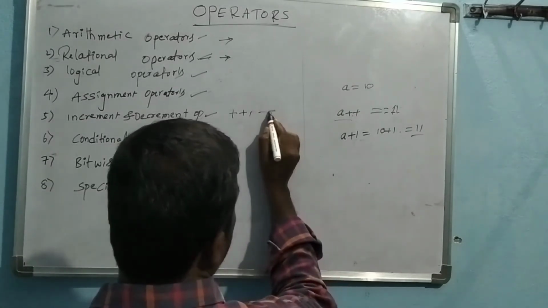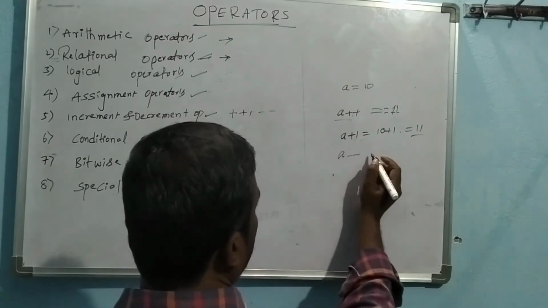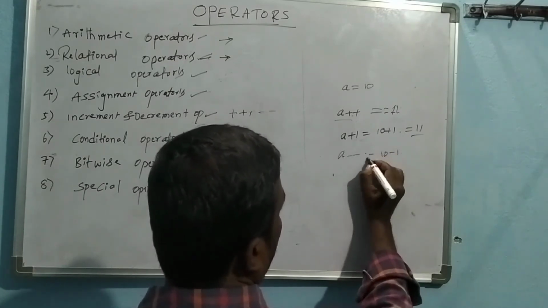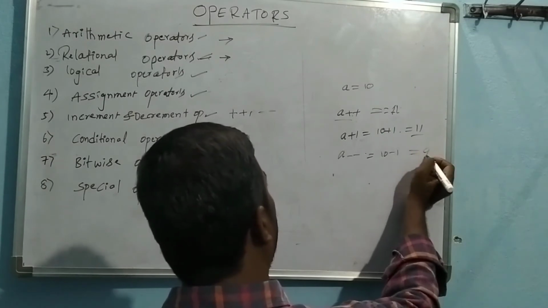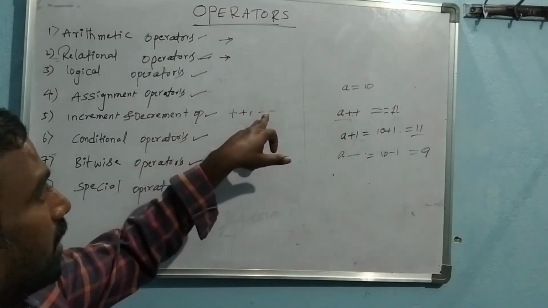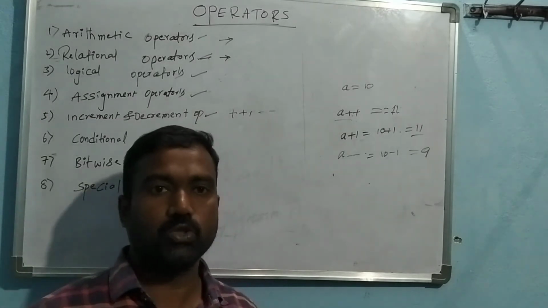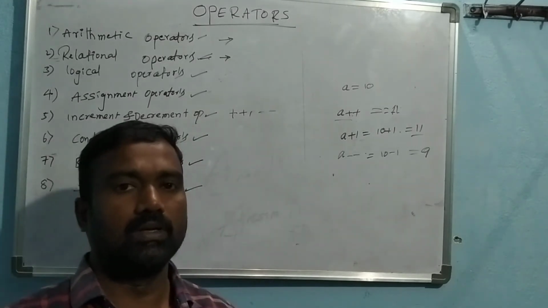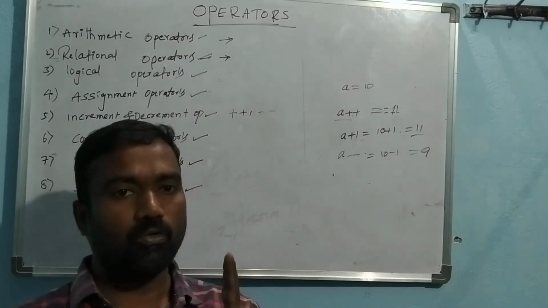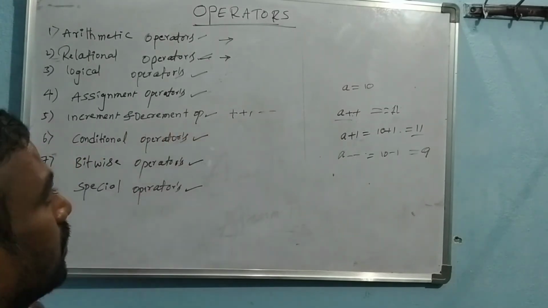Coming to minus, this one is the decrement operator. A minus means 10 minus 1, and the value is 9. Okay. So this is the increment operator and the decrement operator. The increment operator means the value available in the variable is incremented by 1, and the decrement operator means the value available in the variable is decremented by 1, that means by one number. Okay.